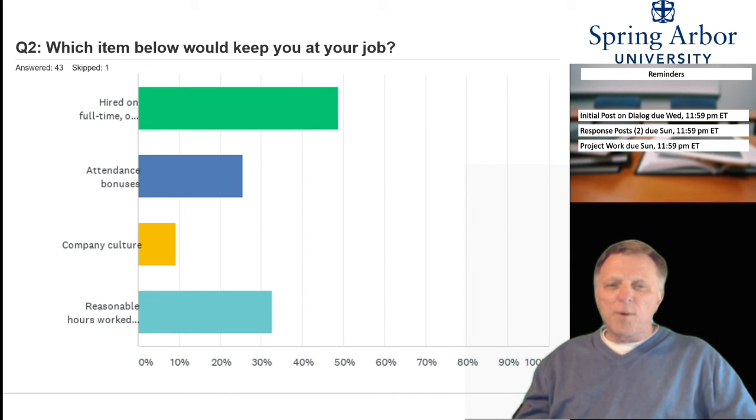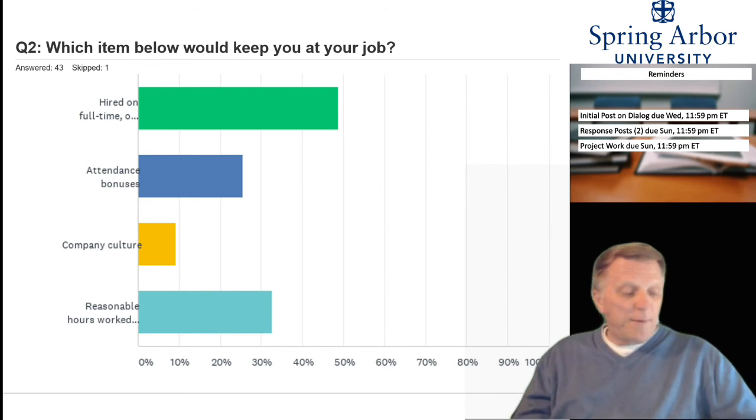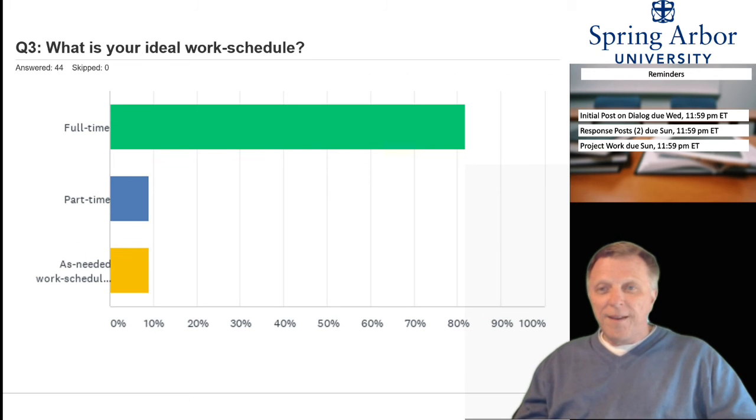And it's somewhat split, but mostly people said, hey, I want to be hired on full time. Remember, these are temporary people, temporary staffing people. They want to be hired on full time. And they also want, close second to that, reasonable work hours. They don't want to work every weekend. They don't want to work 10 to 12 hours a day. Okay? And then the third question we ask is, what is your ideal work schedule? And by and large, overwhelmingly, full time.